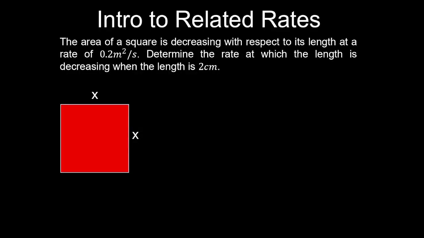We will encounter related rates problems as worded problems, and here is a simple example where the area of a square is decreasing with respect to its length at a rate of 0.2 meters squared per second. So that gives us a clue that we should use the area, which is related to the length x, so that's equal to x squared.